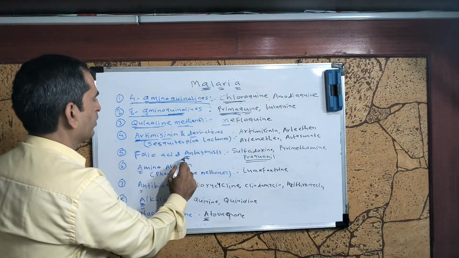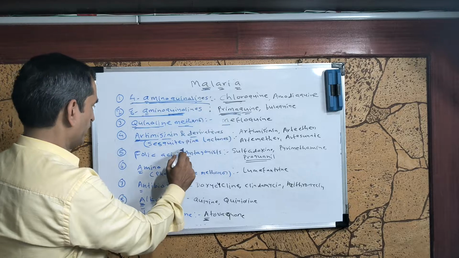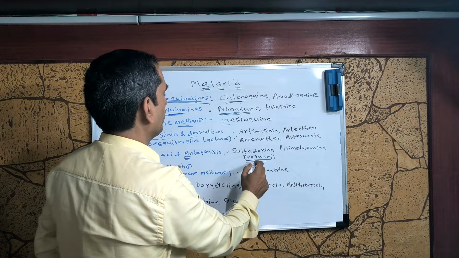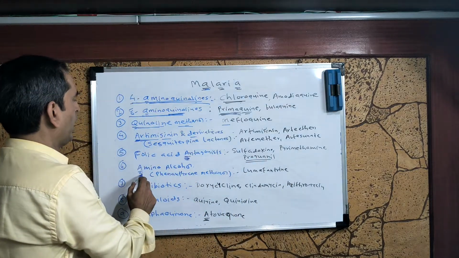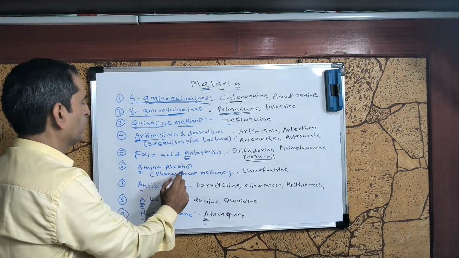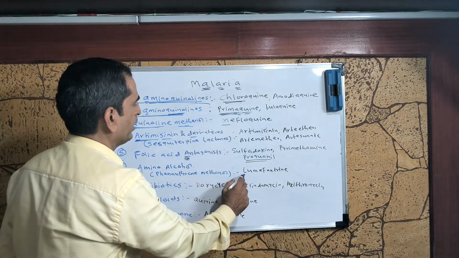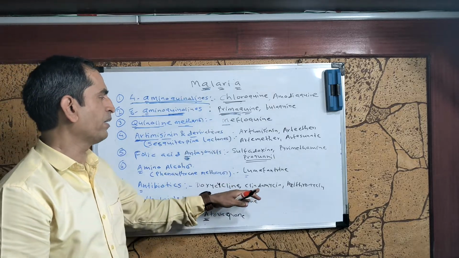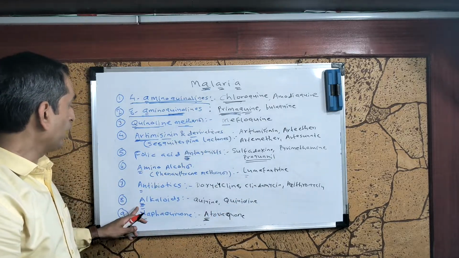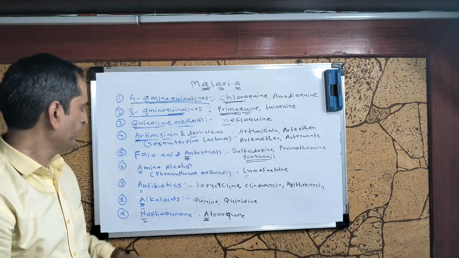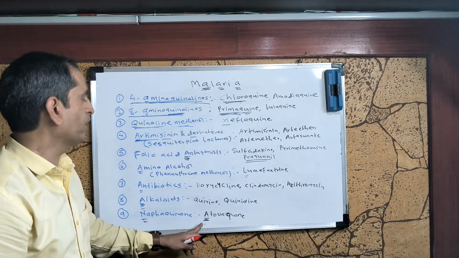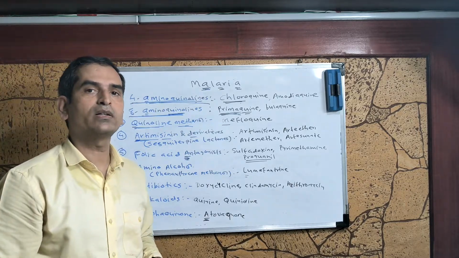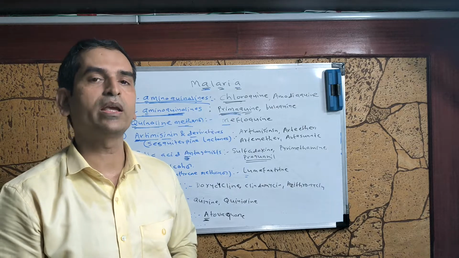Folic acid antagonist, so A is taken from here. Drugs which inhibit the formation of folic acid: sulfadoxine, pyrimethamine, proguanil. Amino alcohols, which are also called phenanthrene methanols, example is lumefantrine. Antibiotics: doxycycline, clindamycin, azithromycin. Alkaloids: quinine, quinidine, and naphthaquinone, example is atovaquone. So this is the classification of antimalarial drugs based on the chemical structure or the chemical classification.